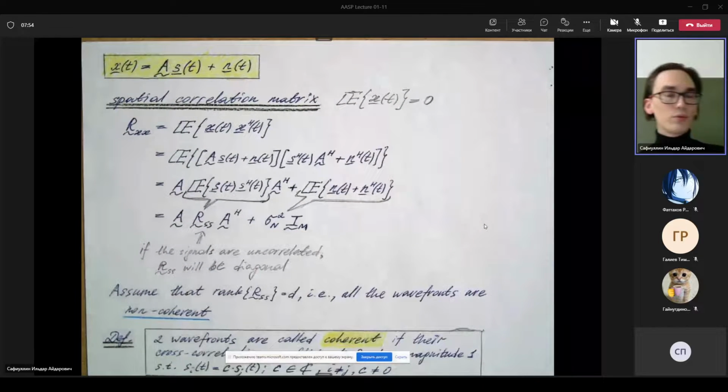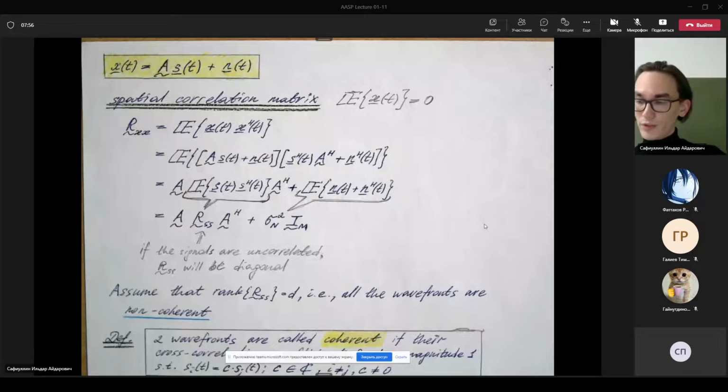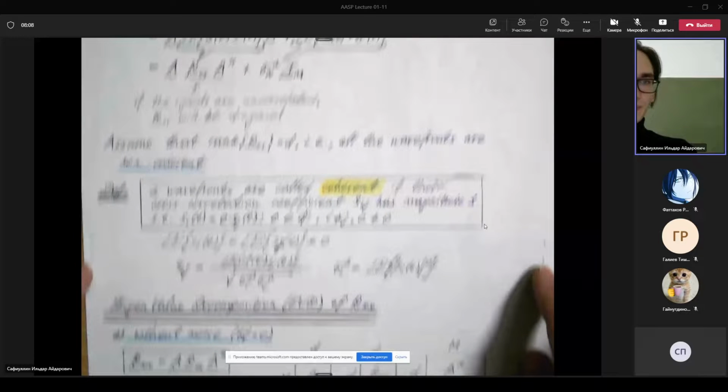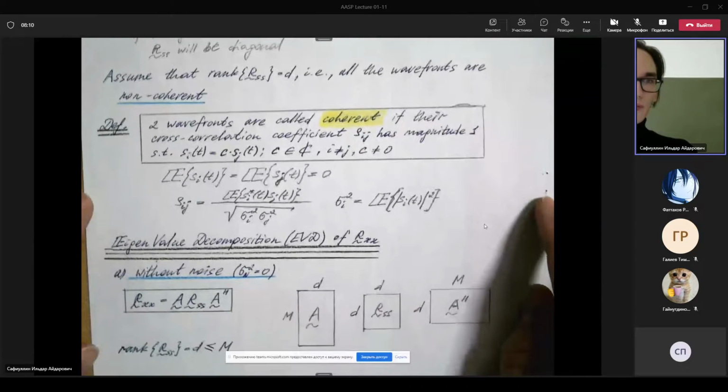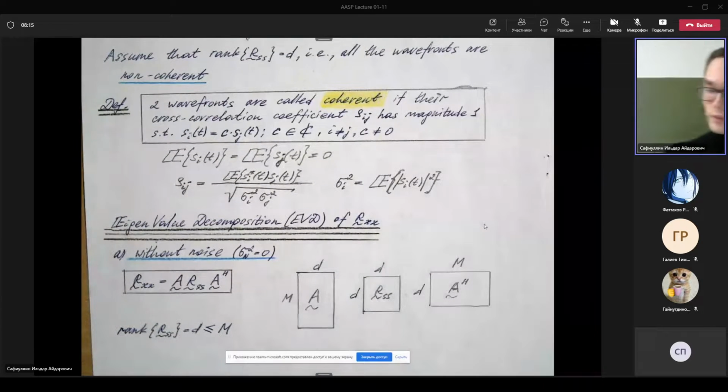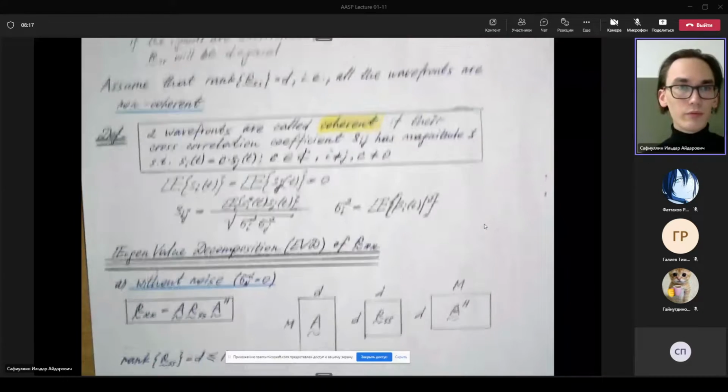Then we can write everything in this way. X of t is equal to matrix A, the array steering matrix, times signals from sources plus this additive white Gaussian noise. And here we assume, of course, that we have full rank matrix RSS from this equation.